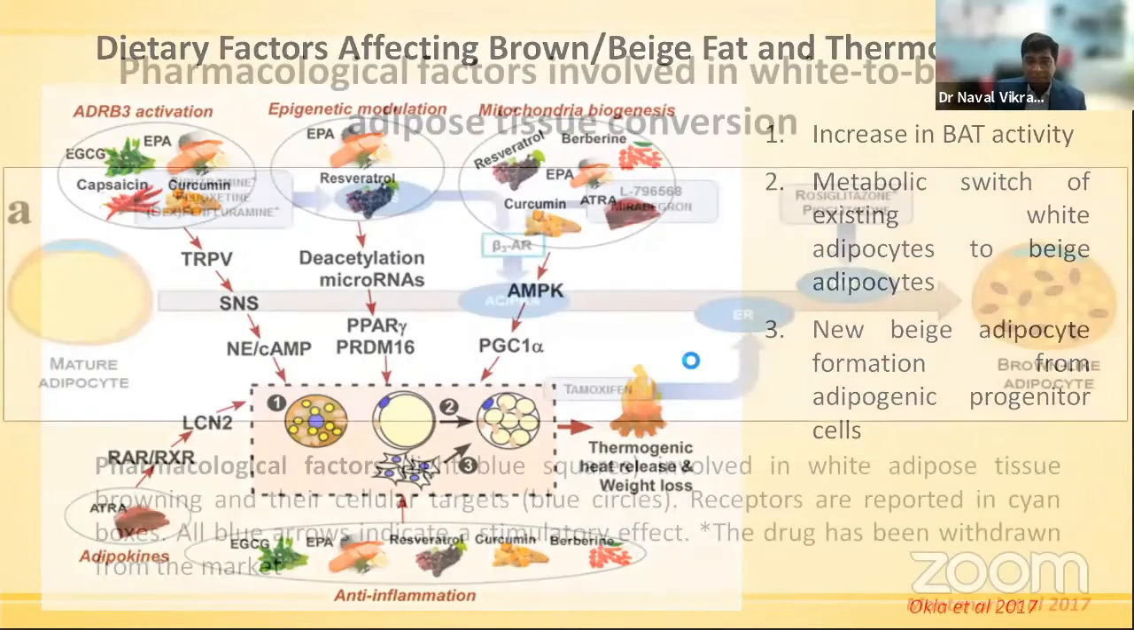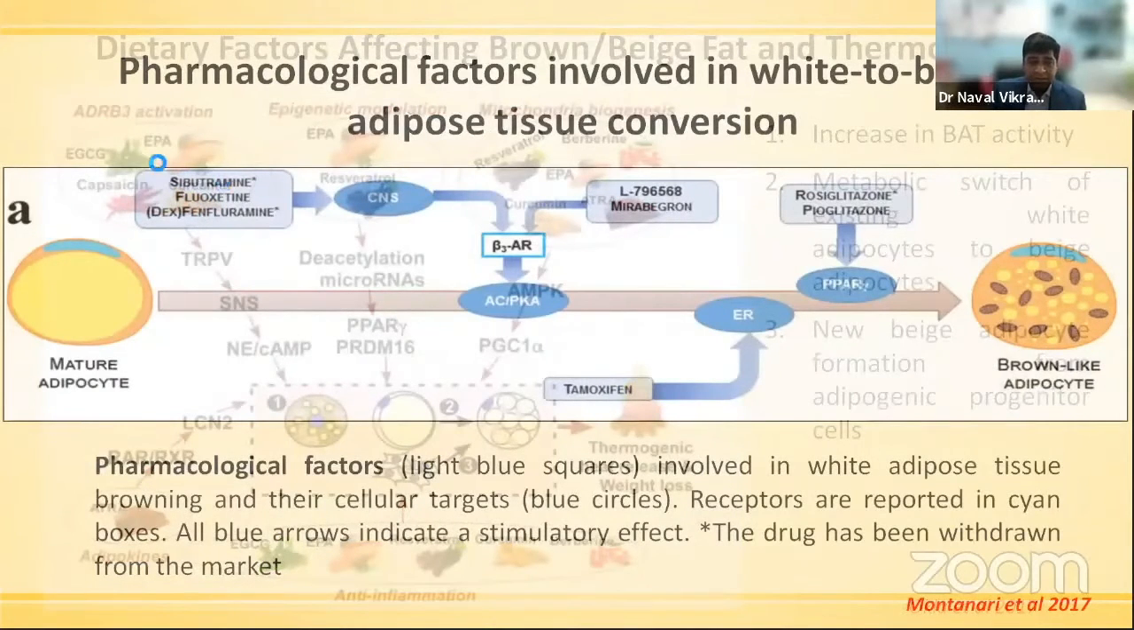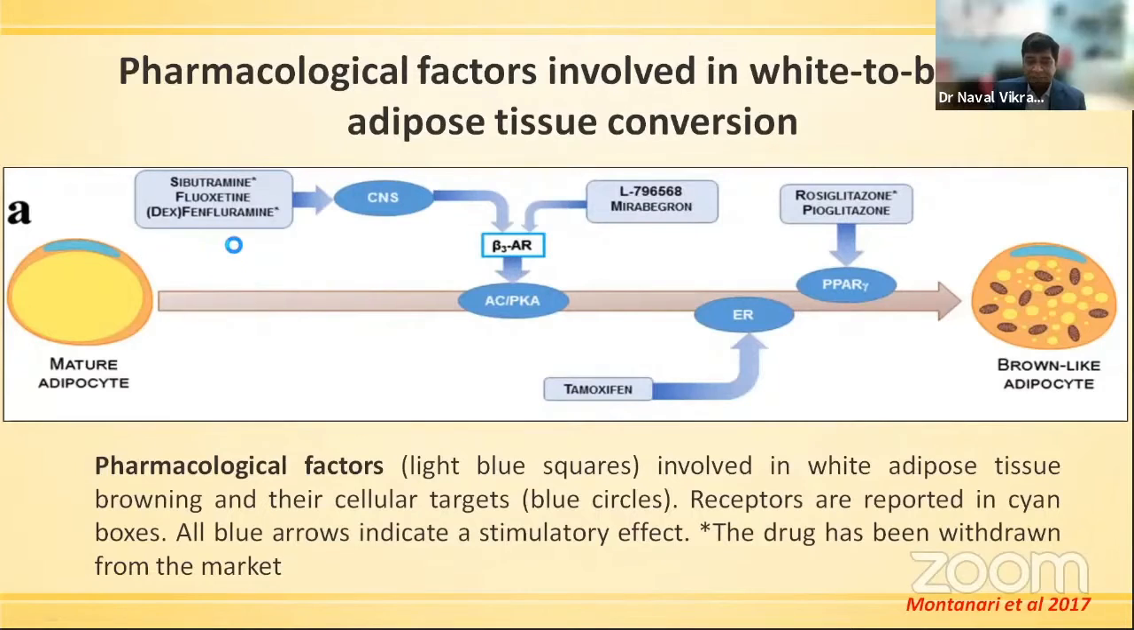Now, coming to the pharmacological factors which may be effective in conversion of white to brown adipose tissue. Well, we have the serotonergic drugs, imipramine, fenfluramine, fluoxetine. Most of these are now banned. They act via CNS and increase the adrenergic activity. Now, some drugs, rosiglitazone and pioglitazone, most of the studies have been done involving rosiglitazone. They activate the PPAR gamma, which again through this pathway increases the brown adipocytes, and tamoxifen. Now we see here that many of the drugs which you mentioned here are not available with us.